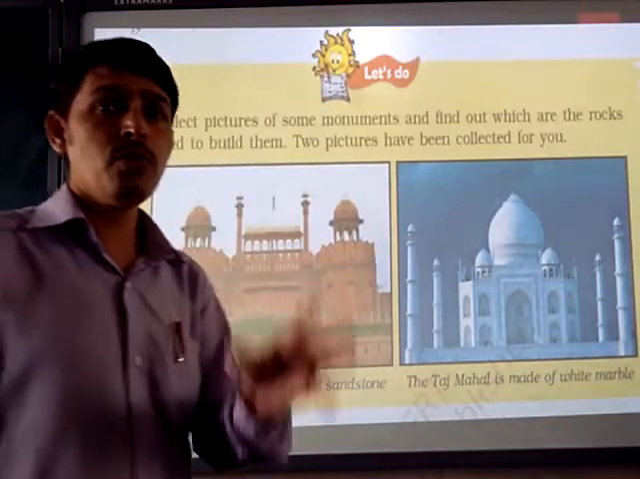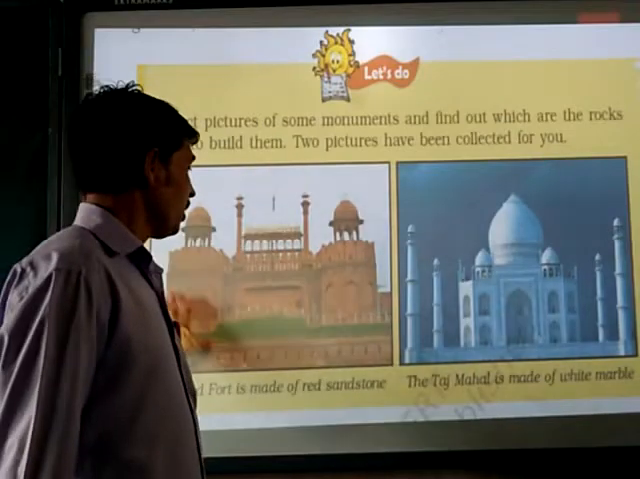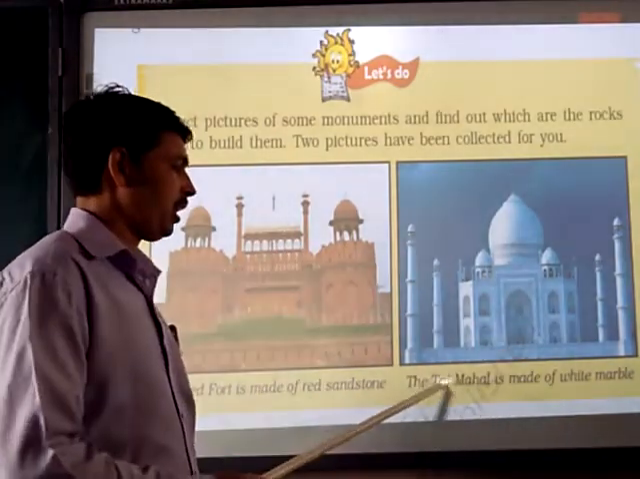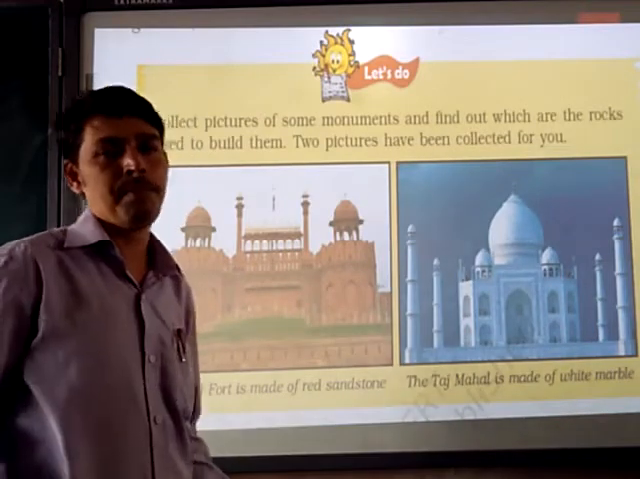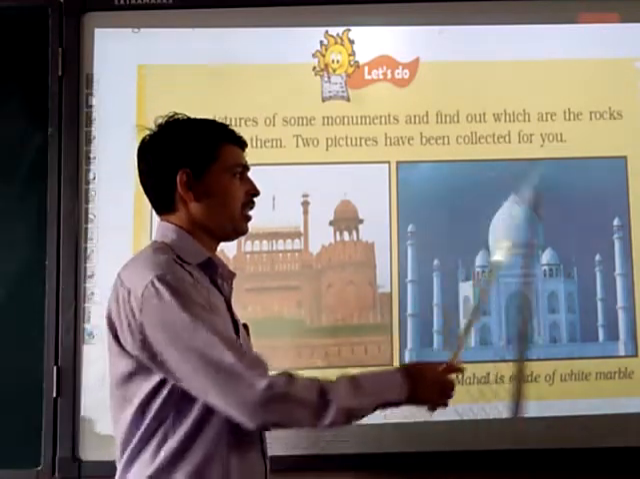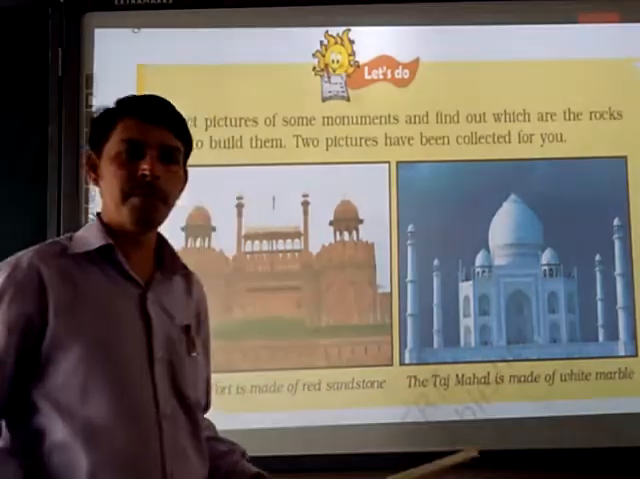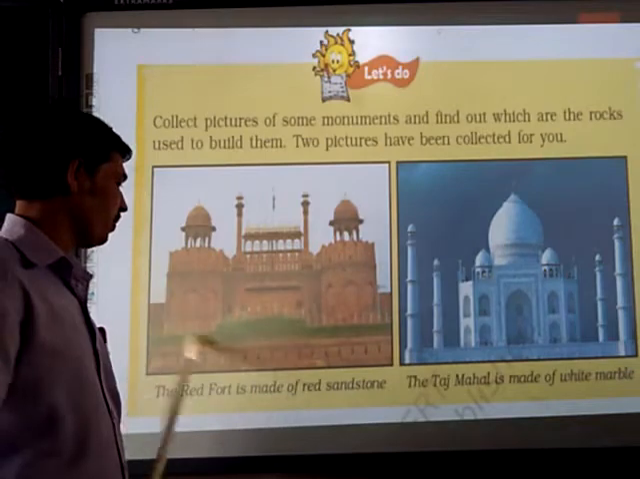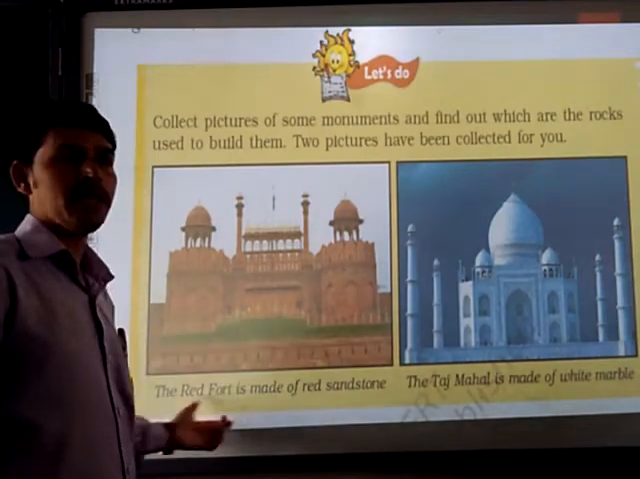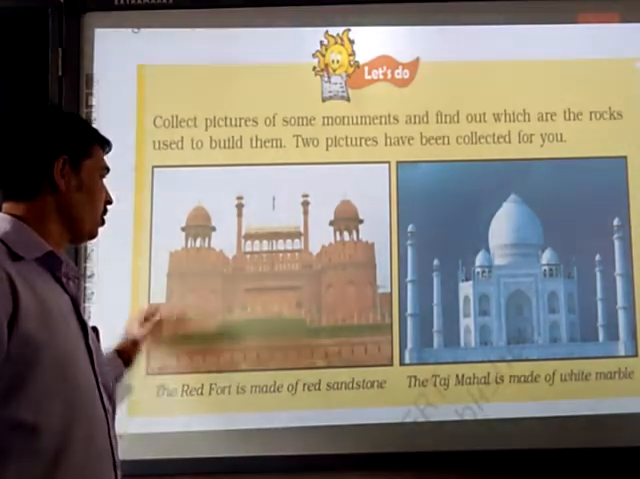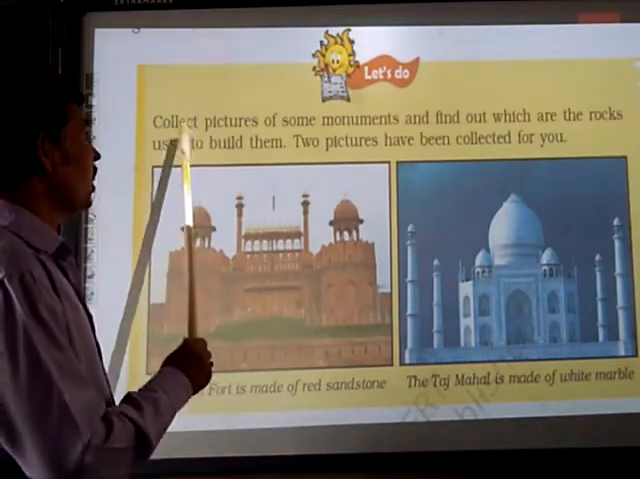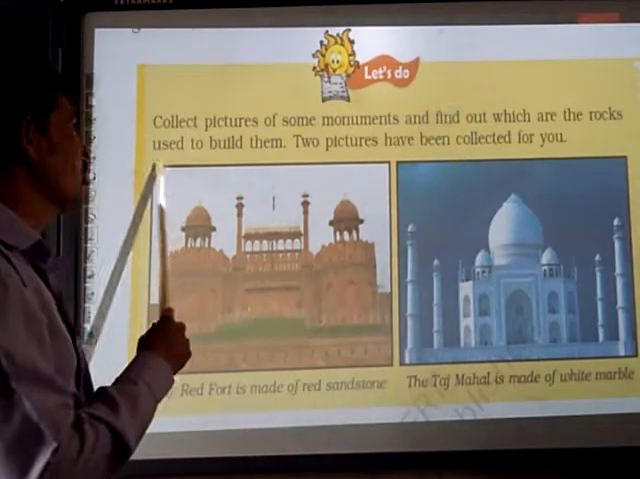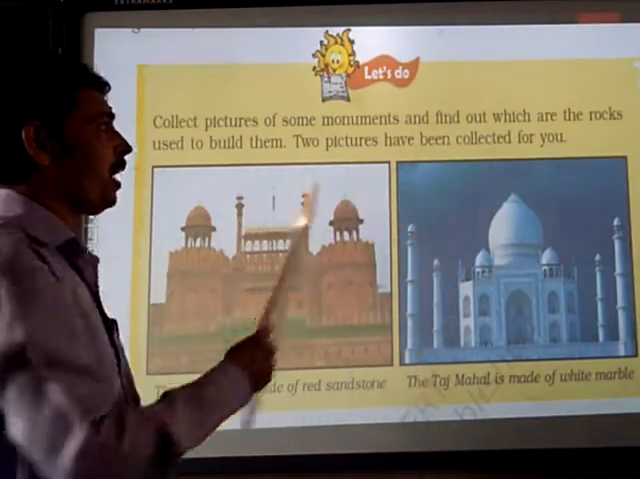Next, let us have a look at the great monuments of India. The Taj Mahal is made up of marble. As we discussed earlier, this white marble is an example of which rock? Metamorphic rock. The red stone, that means this sandstone, is an example of sedimentary rock. Collect the pictures of some of the monuments and find out which rocks were used to build them. Two pictures have been collected for you.